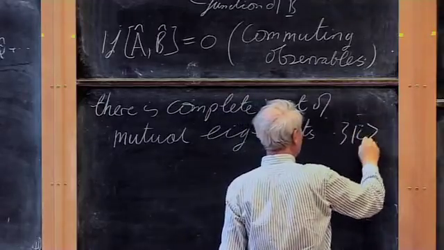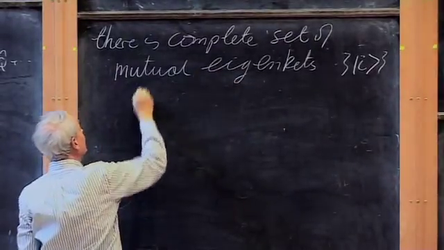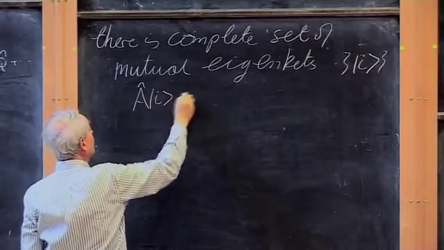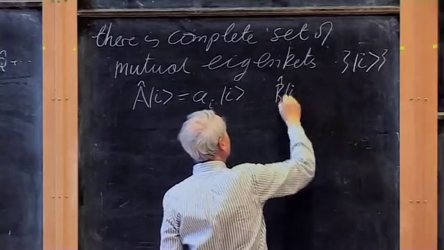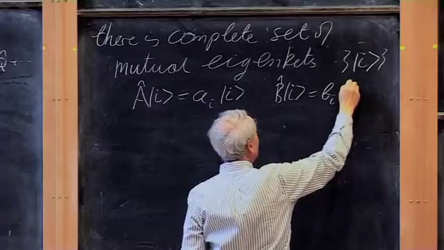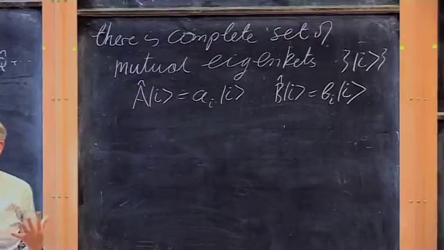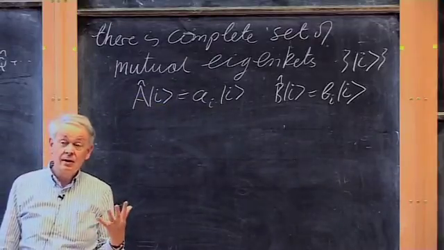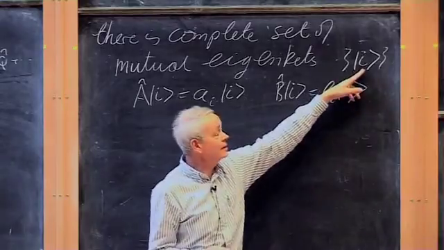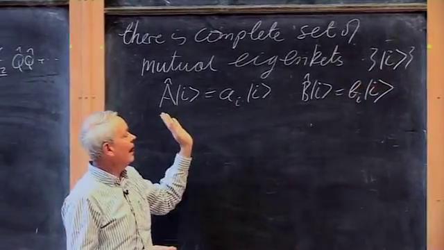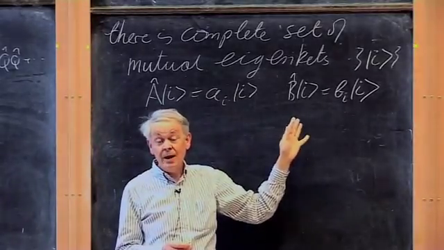We'll call these mutual eigenkets just i. That is to say, for each and every one of these, it is true that A hat on i is equal to a_i on i, and simultaneously, B hat on i is equal to some number b_i on i. Okay. When two operators commute, there's a theorem that says this. What does that mean for the real physical world? What that says for the real physical world is there is a complete set of states in which the result of making a measurement of A is definitely known, and simultaneously the result of making a measurement of B is certainly known.